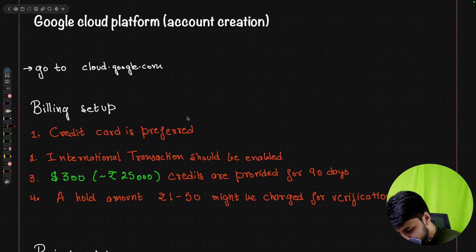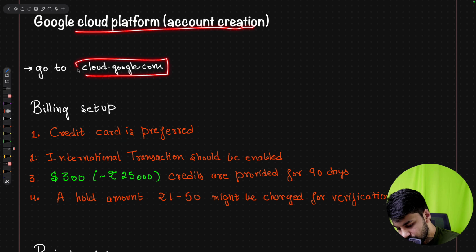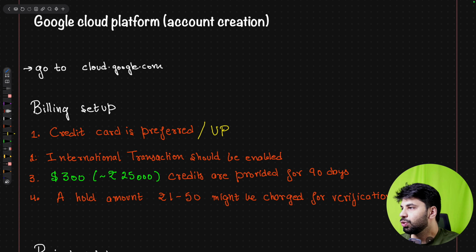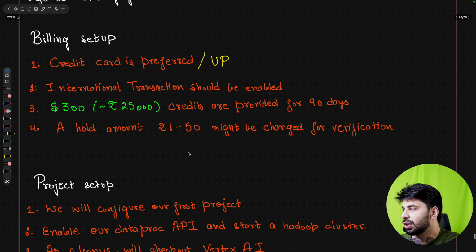Google Cloud Platform account creation. We went to cloud.google.com. Now in the billing setup, a credit card is preferred, though I have just shown you the easiest way. We have used a UPI here. In my UPI, it has deducted 2 rupees, which I know will be refunded, right?